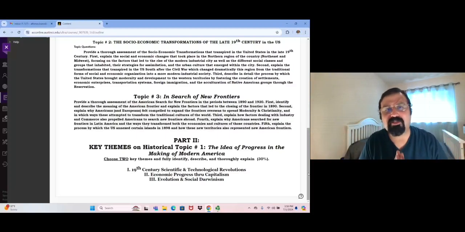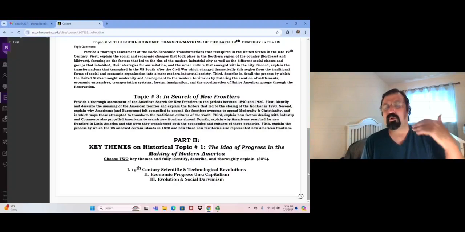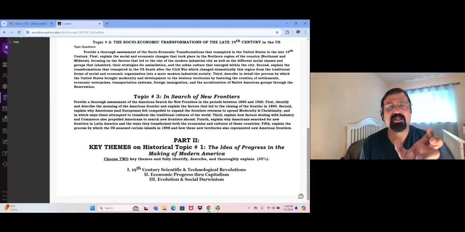So part 2 is called the key themes. Again, I have extracted 3 themes from the first topic of the semester, titled The Idea of Progress, and you must choose 2 out of those 3. And here, you're supposed to not only identify, but explain and describe as fully as possible. So once again, this is not a term to define, like a definition, but rather a theme that you must really elaborate.